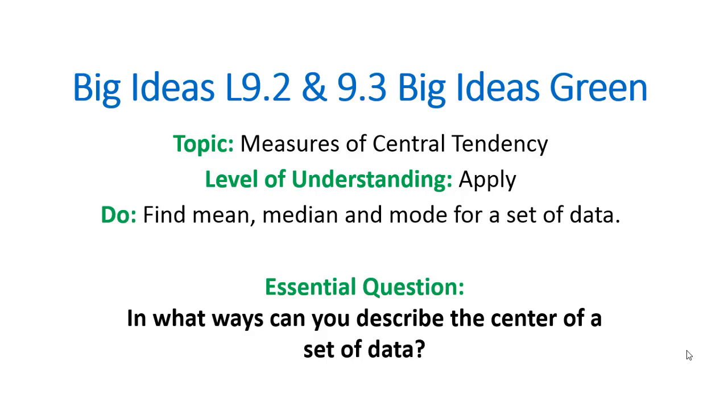We're going to review a lesson and some information that you should have learned in 6th grade, measures of central tendency. It does come from the 6th grade Green Book, lessons 9.2 and 9.3, where we are going to find the mean, the median, and the mode. That might ring a bell for you. The mean, the median, and the mode for a set of data. Our essential question when we're done: in what ways can you describe the center of a set of data?